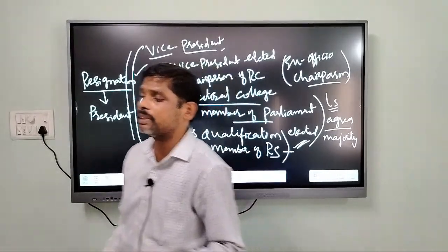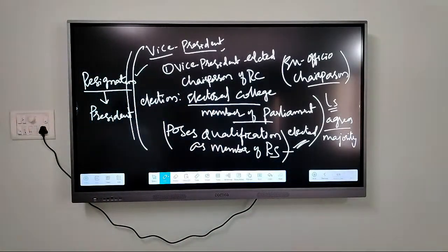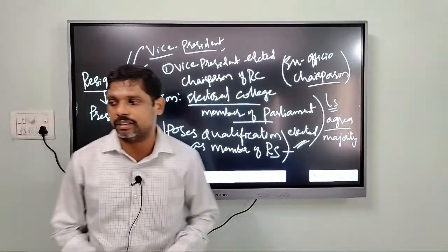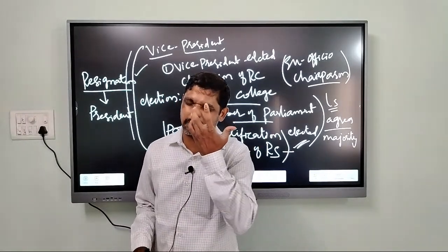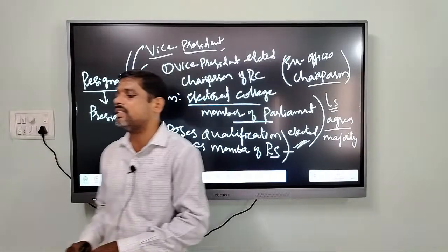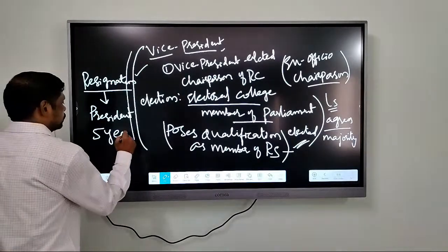And what is the tenure of the Vice President? Upon entering the office, the Vice President will stay in the office for a period of 5 years. Normally, for the President, Vice President, Union Government or Governor, all of them stay in the office for a period of 5 years. Their normal tenure is 5 years.